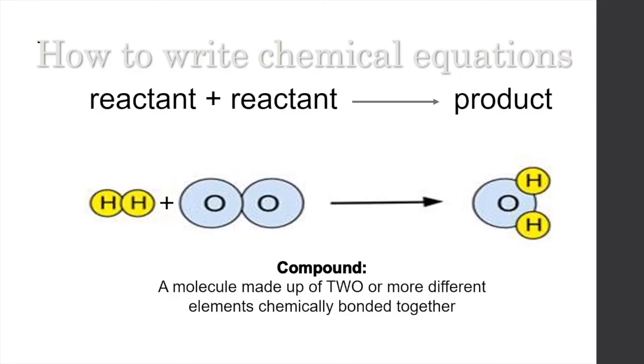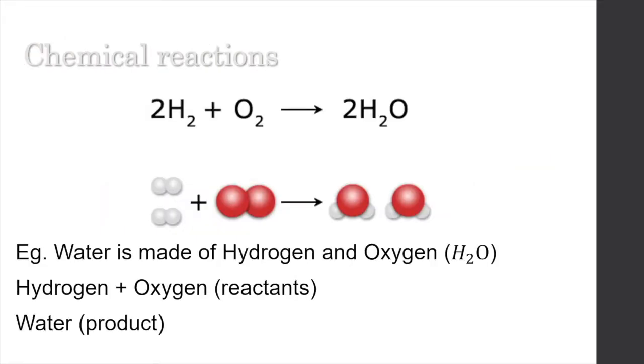Now, a reminder on what a compound is: it is a molecule made up of two or more different elements that have chemically bonded together. When the reactants on the left-hand side react with one another, it will then form a new product in the form of a compound. So let's have a look at an example of writing a chemical equation using water as our example. The top equation represented is a chemical equation, and the bottom equation represented is a diagram equation.